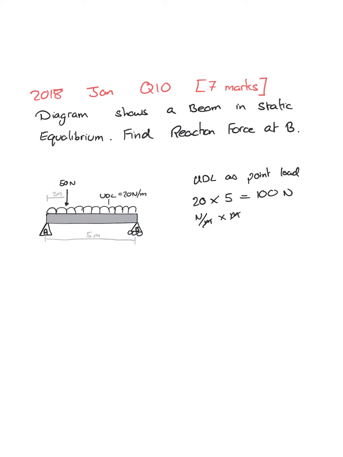Where does it act? Well, the resolved point load acts at the center. So it's not the center of the entire beam, it's the center of the length or distance it's acting over. In this case, because it's acting over the entire length of the beam, it is half the beam, but just be careful, it's not always like that. So it acts at 5 over 2, which is 2.5 meters.